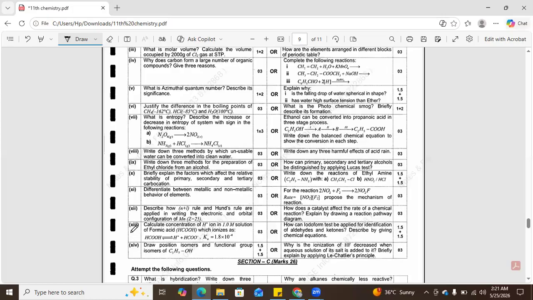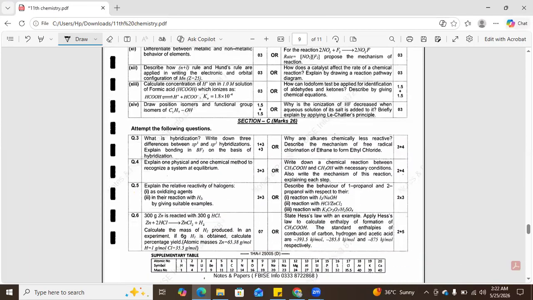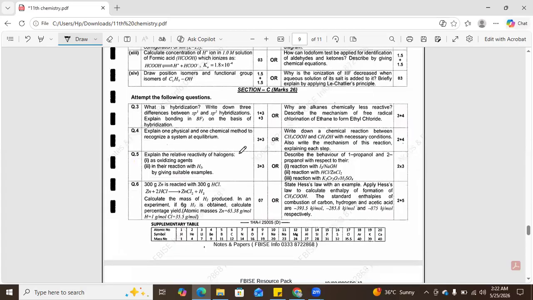Number 13 is calculate concentration of H ion in 1 molar solution of formic acid, which ionizes as this. They have given you the reaction, and they also provided you the value of concentration. Number 14 is draw position isomers and functional group isomers of C3H7 bonded with OH. In the past paper, section C, these were the most important questions.